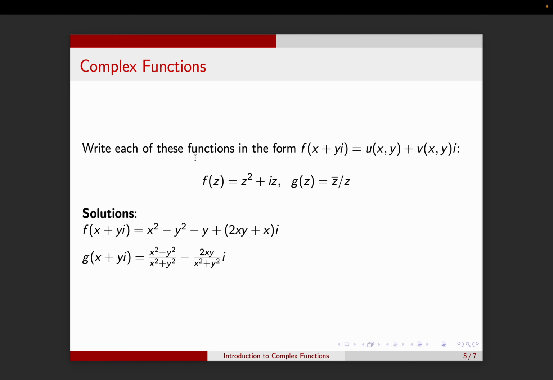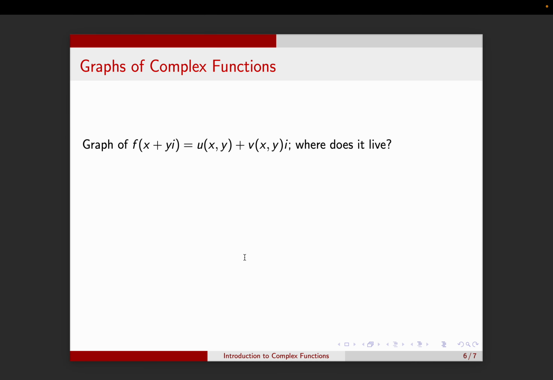Hopefully I made no mistakes here, but anyway, notice f, if you feed in an x plus yi, here's your u of xy, stuff not attached to an i, and then here's your v of xy. And same thing for g, you feed in an x plus yi, and if you trace through what happens with all this, you end up with this x squared minus y squared quantity over x squared plus y squared quantity is the u, and this other stuff is the v.